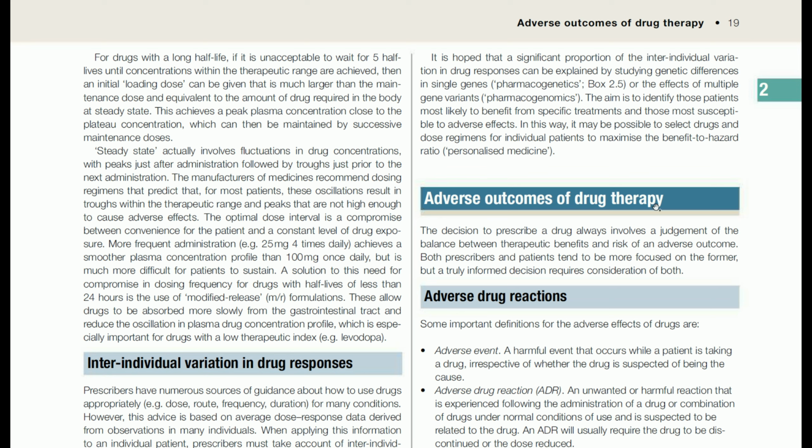Adverse outcomes of drug therapy. The decision to prescribe a drug always involves a judgment of the balance between therapeutic benefits and risks of an adverse outcome. Both prescribers and patients tend to be more focused on the former, but a truly informed decision requires consideration of both.